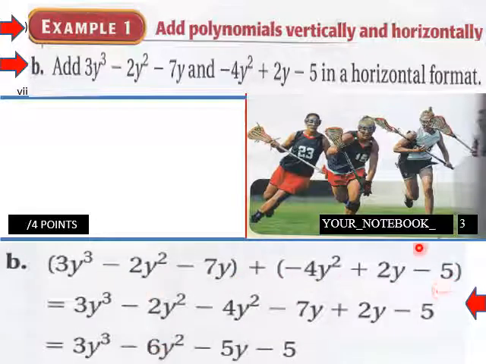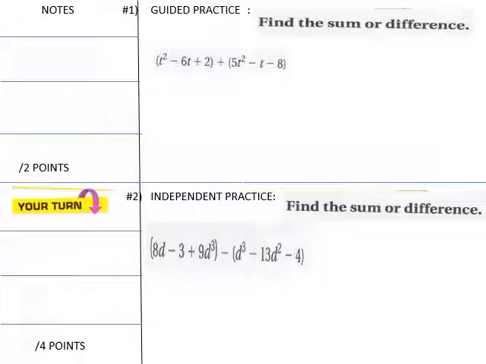Here we're going to do this in a horizontal format here. And then we combine our like terms here with this long line of terms. And then we combine these together. 3y cubed is by itself, and 6y squared is these two combined. Negative 7y plus 2y becomes this, and then negative 5.